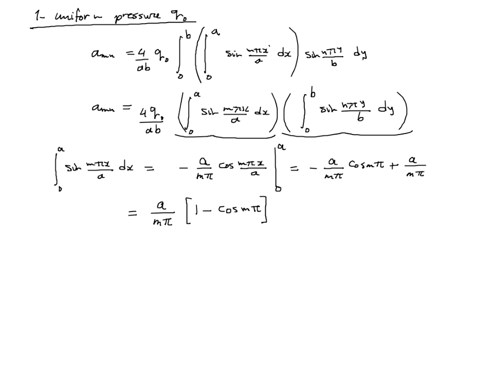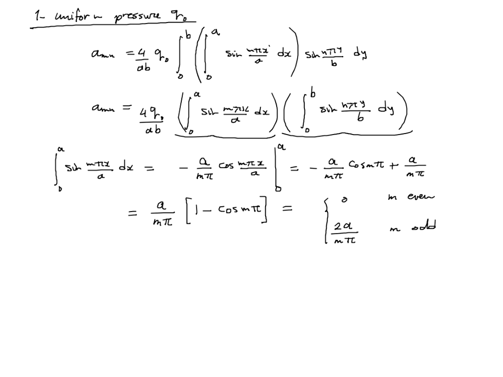If m is 0, cosine 0 is 1, and as such the integration comes down to 1 minus 1 is 0. If m is 1, cosine pi is minus 1, so we end up with 2 in the bracket, so the integration is 2a over m pi. If m is 3, we get cosine 3 pi, which is minus 1. If it is 2, it is cosine 2 pi, which is 1. So you can easily see that the result is going to be always 0 if m is even, and it will be non-zero, namely 2a over m pi, when m is odd.